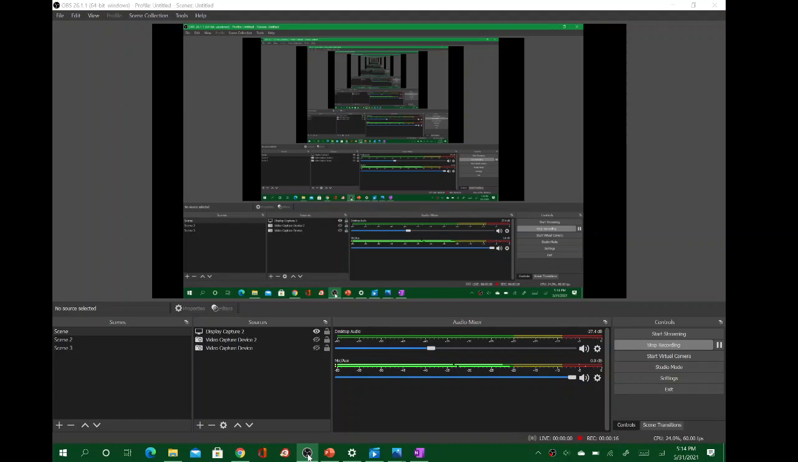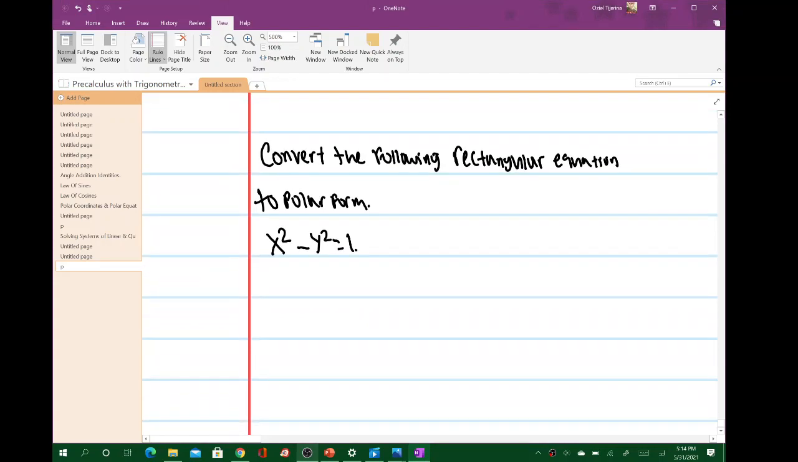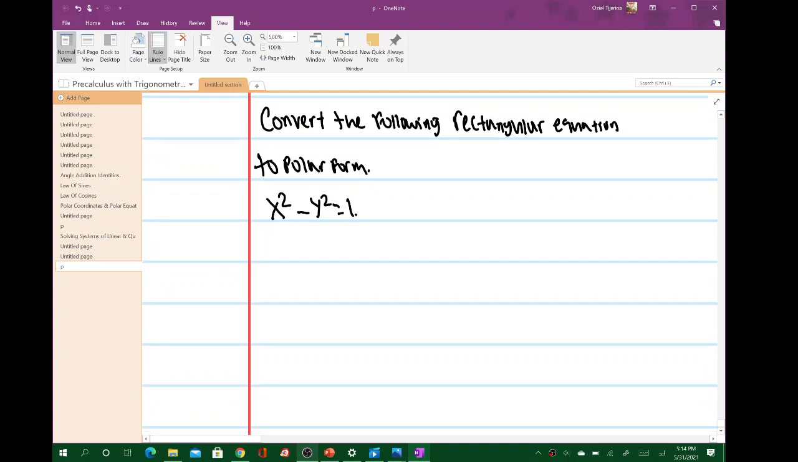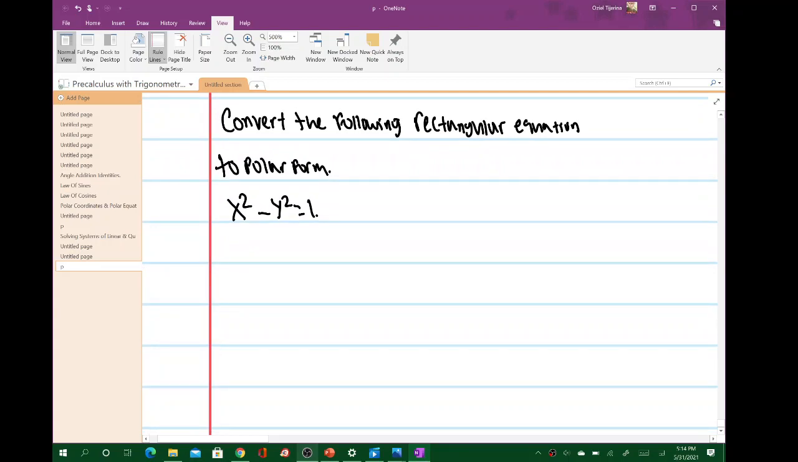So now that we know how to convert from rectangular coordinates to polar coordinates and vice versa, now it's time to do equations from rectangular to polar. This is also another thing that we have to know how to do. So it's not just coordinates, it's also equations, right?